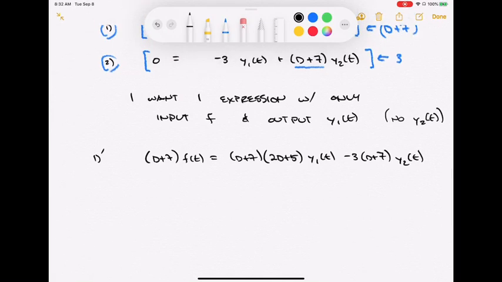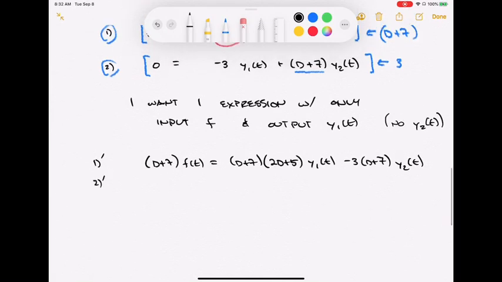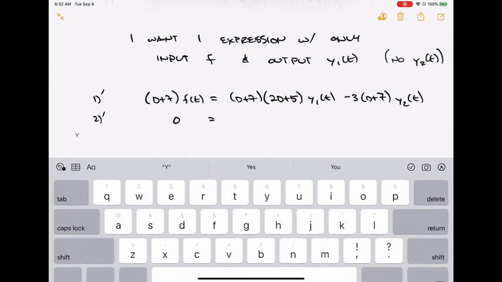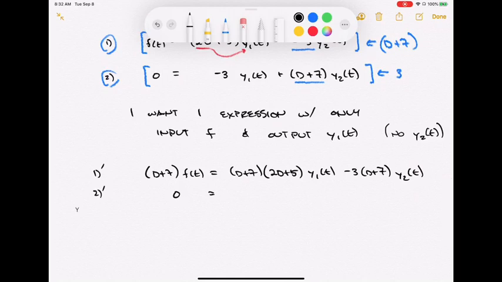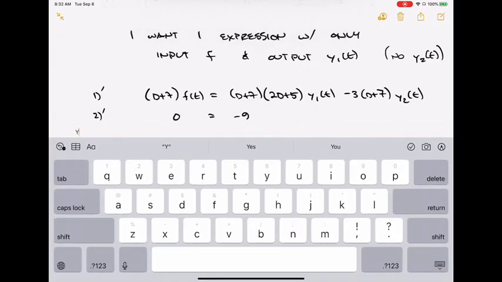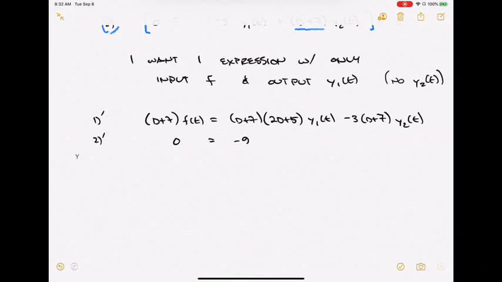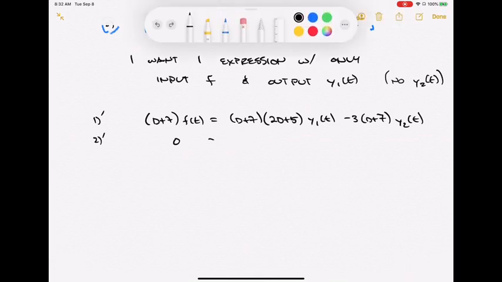Doing that second operation on the second equation, I'm going to get 3 acting on 0. That's still 0, being equal to, and then I'm going to have minus 3 and 3. So we are going to get a 3 times minus 3. That's going to be a minus 9. So 0 equals minus 9 acting on x1 of t.